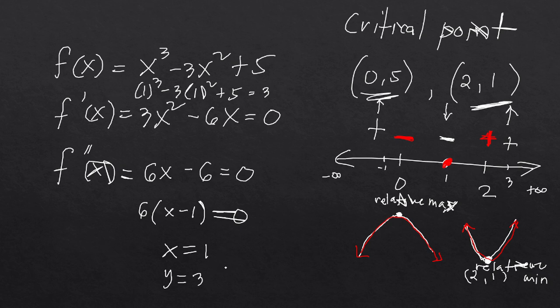So at the point 1, 3, this point 1, 3 is what we call the point of inflection. What is a point of inflection? The point of inflection is the point wherein your concavity changes its direction. It's coming from concave up and changes to concave down, or concave down going to concave up.